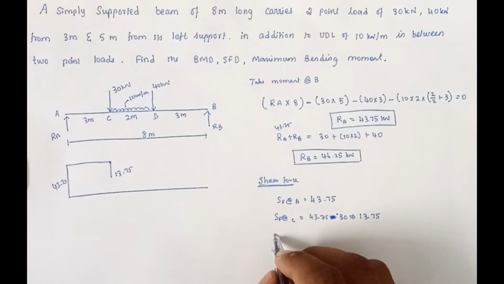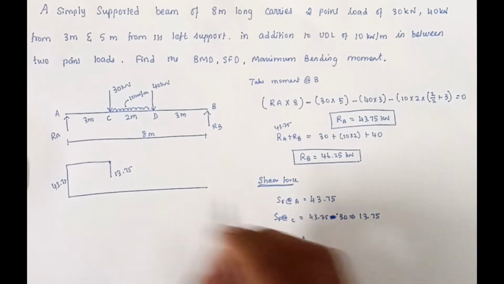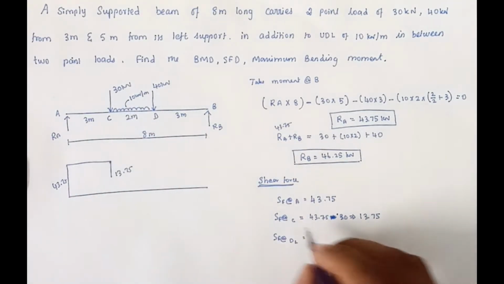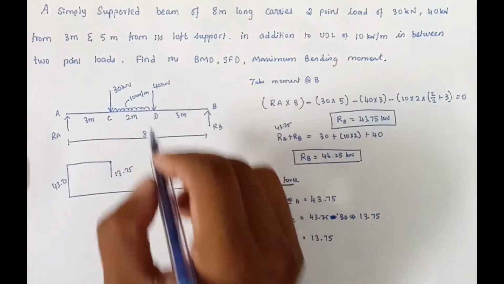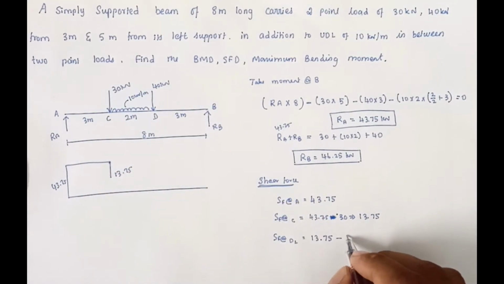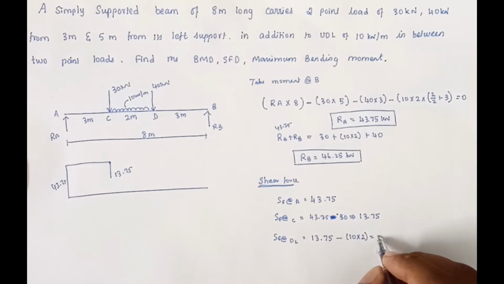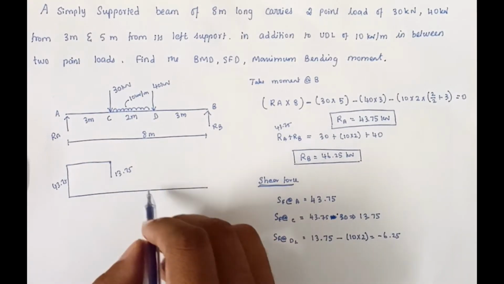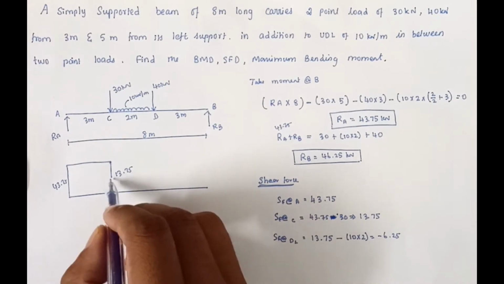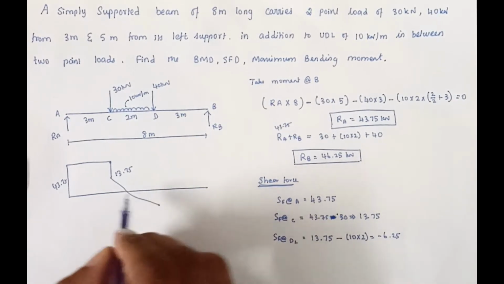Next, SF at D. On the left side we have the UDL, so 13.75, and again this is anti-clockwise, so minus 10 into 2. So now we have minus 6.25.